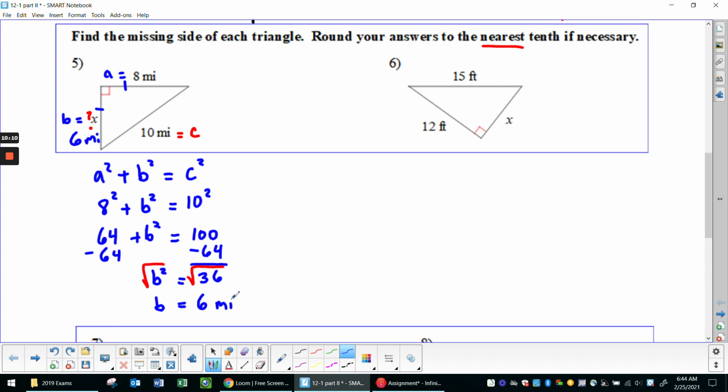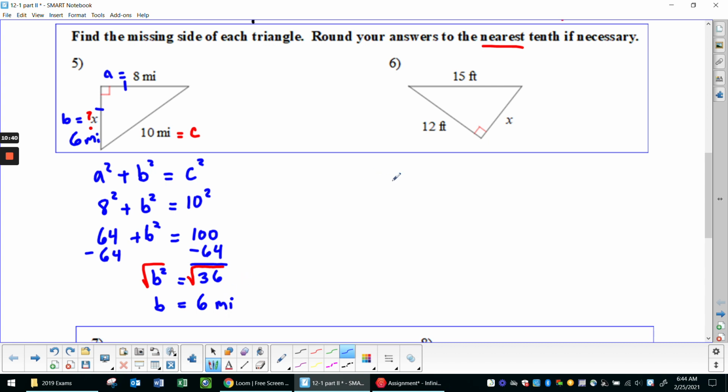So that's all you do when you are trying to solve for a leg, instead of it just working out nicely. When you were solving for C, you just added up and square rooted. This time you have an extra step where you have to subtract whatever number you have on the left from the number by your C squared, which is on the right, and then isolate your variable and then square root.